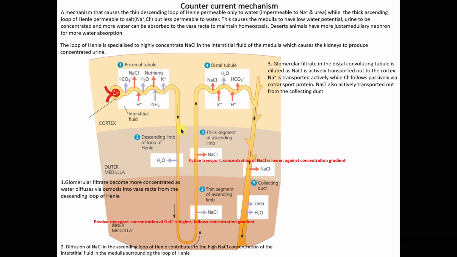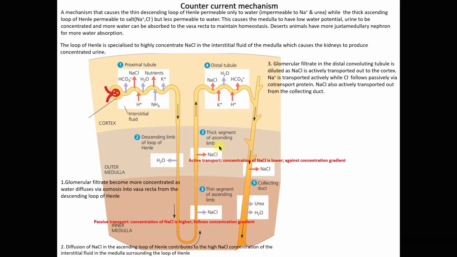Now, in the thick ascending arm of the loop of Henle, the movement of the sodium chloride ions is not by passive transport, it is by active transport, because the concentration of the sodium chloride is lower. How does it become lower? Because some of the sodium chloride ions already diffused out in the thin ascending loop of Henle.